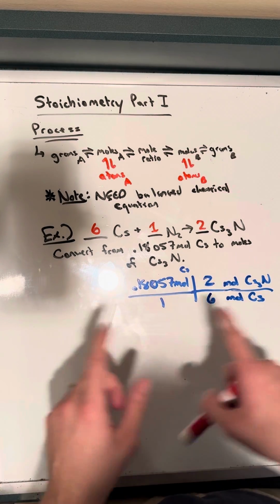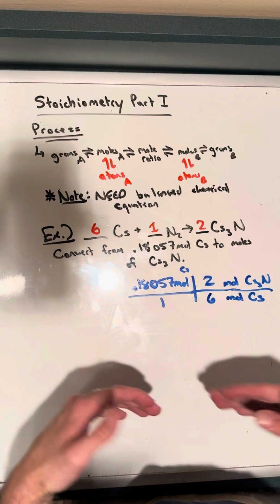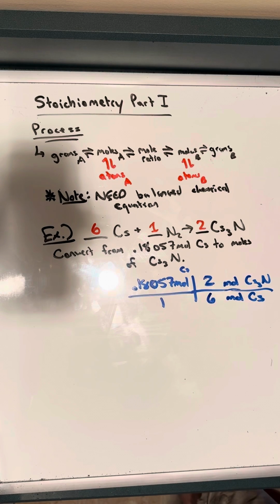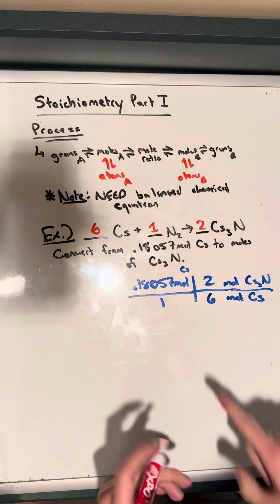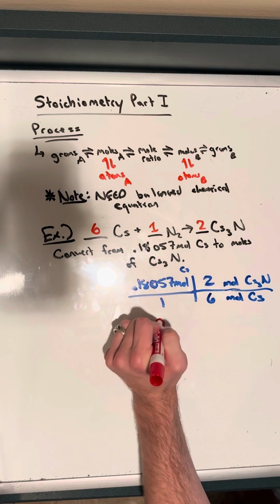I'm going to actually do out my multiplication. Basically, I treat this as multiplying fractions. I multiply straight across and I simplify. All right, so when I multiply this out, I'm going to take this times 2, then divide that number by 6, and I'm going to get a total number of moles of my cesium nitride.